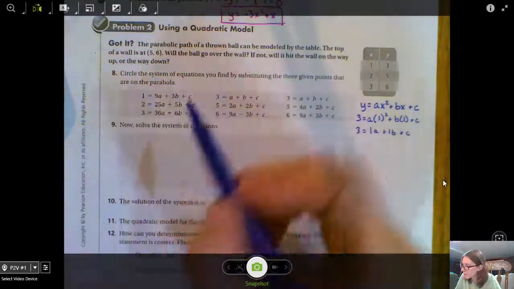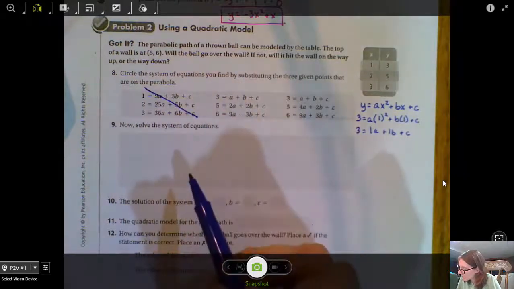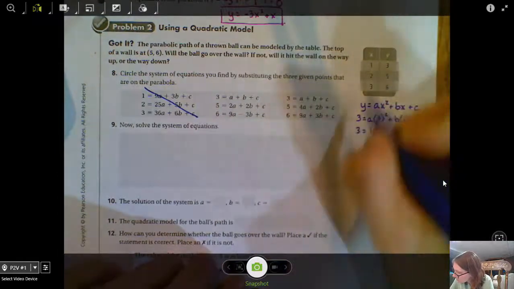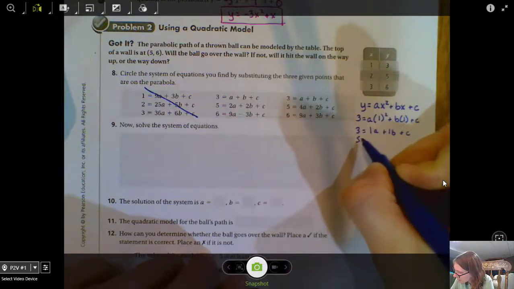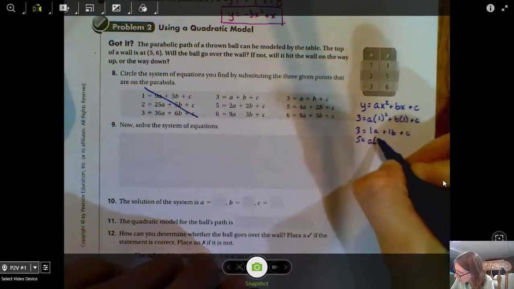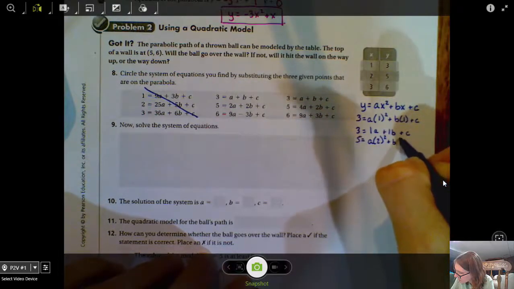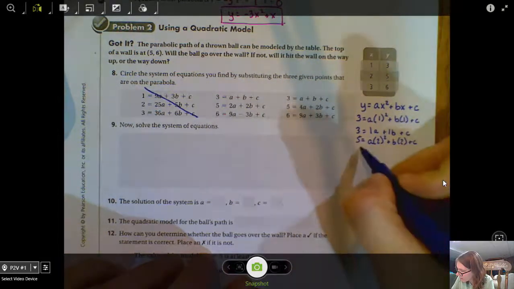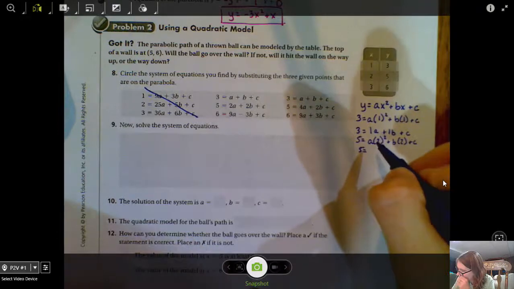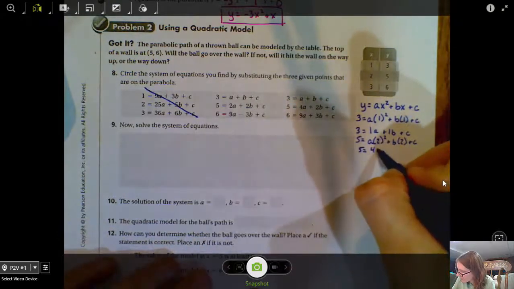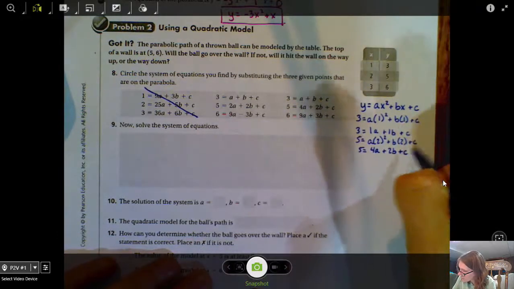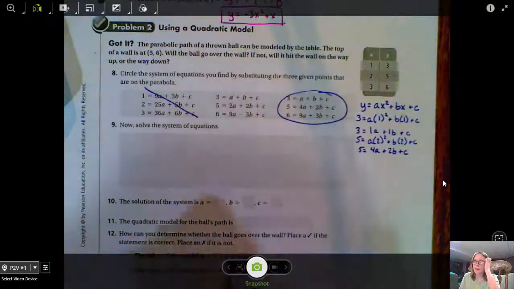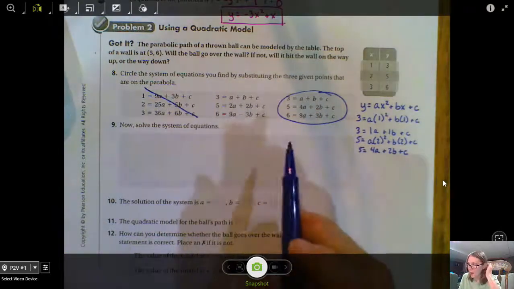So already, that's ruled out. Could be one of these two. Let's plug in my next point. 5 equals a times x squared plus bx plus c. This is going to give me 5 equals 2 squared is 4 times a plus 2b plus c. So this is my system of equations that we're working with.